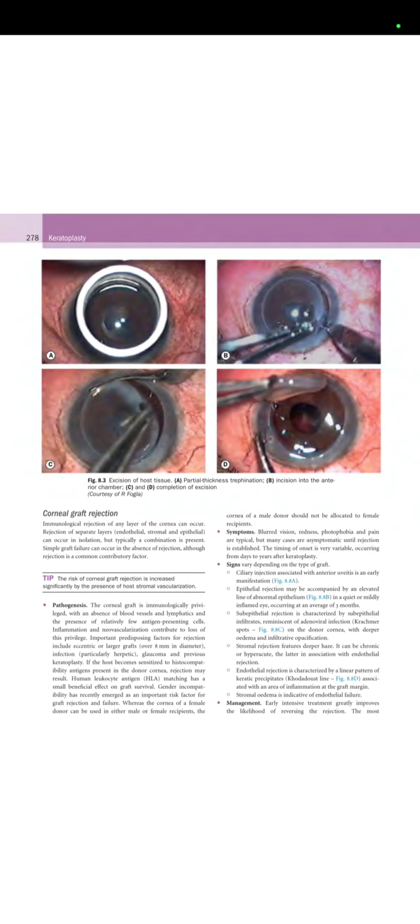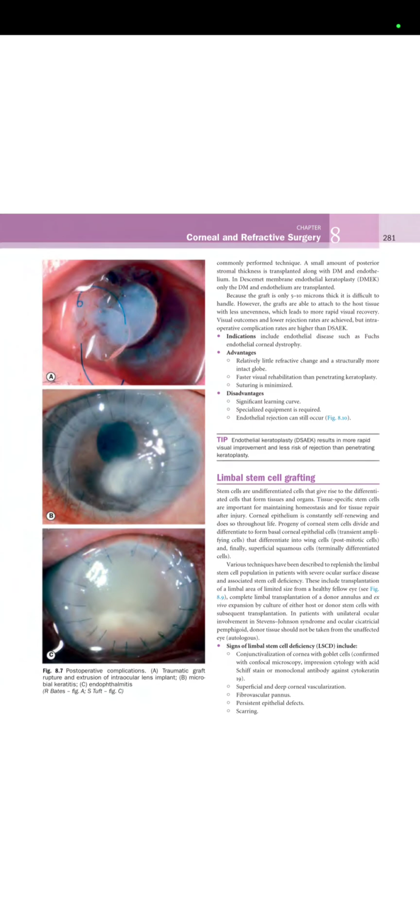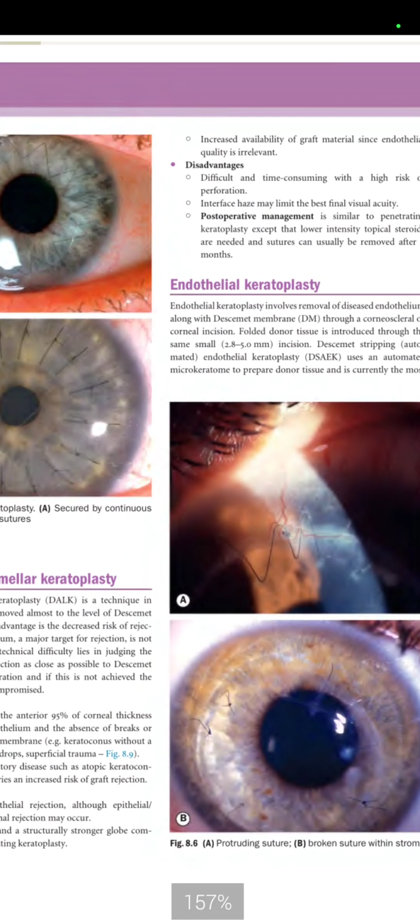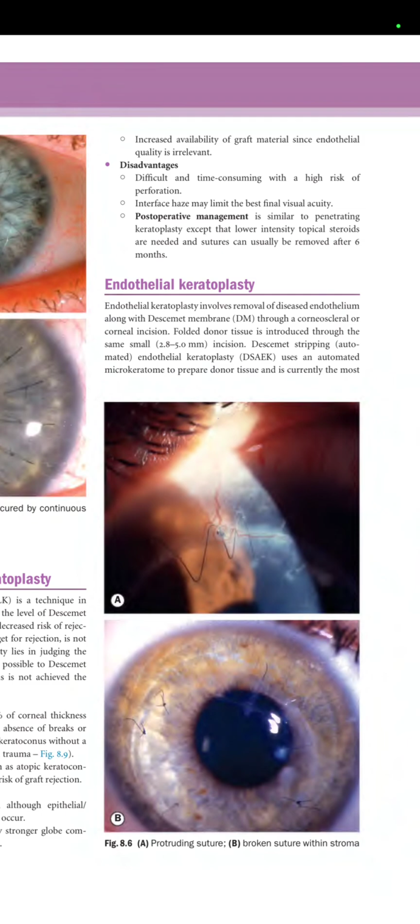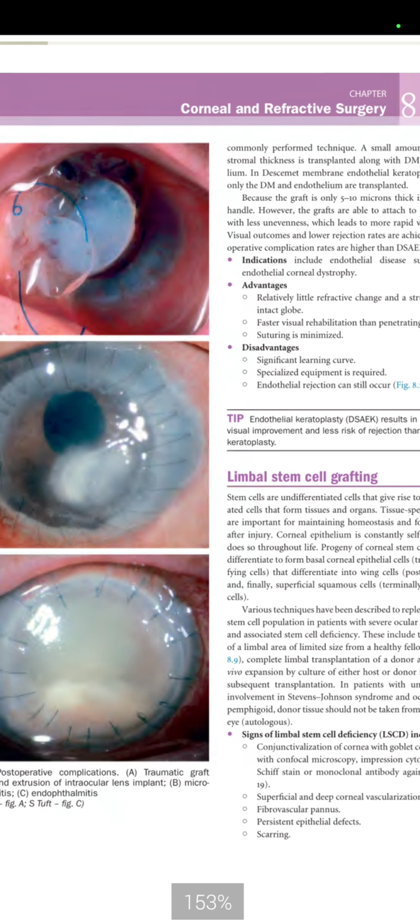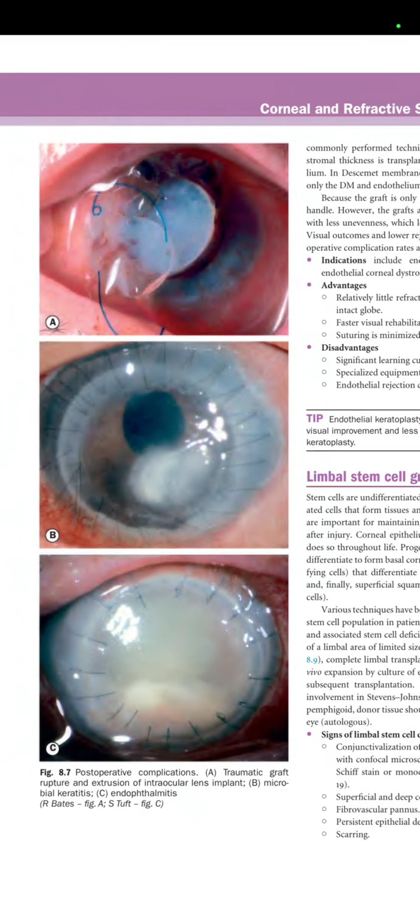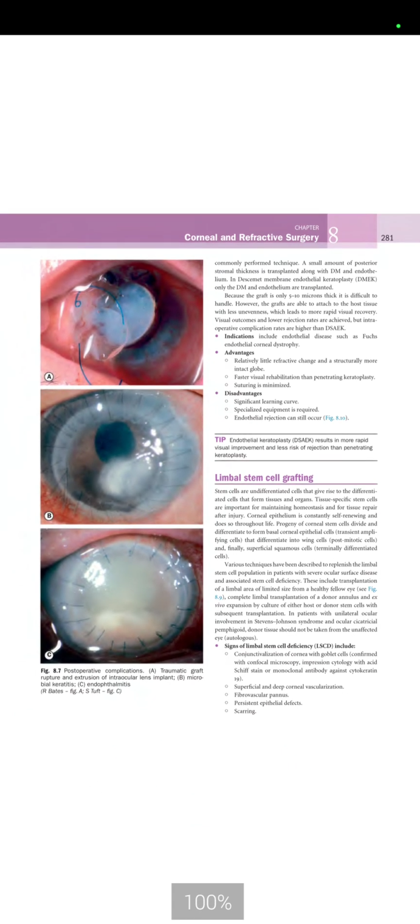So you can see figures 8.6 and 8.7. In 8.6, A is showing the protruding suture, and so this is a protruding suture. There is a broken suture within the stroma. So this is, I think, a broken suture. 8.7 is showing the post-operative complication, traumatic graft rupture. So the graft has ruptured, with extrusion of the intraocular lens implant. B is showing microbial keratitis and C is showing endophthalmitis.